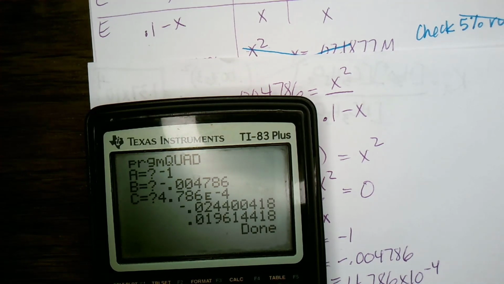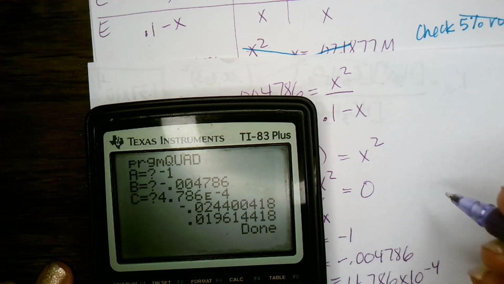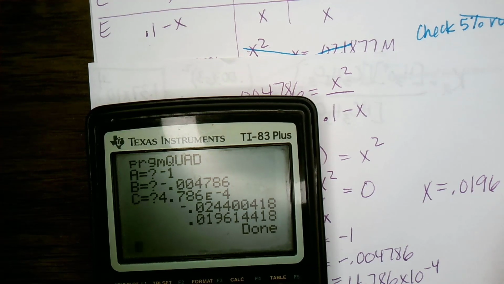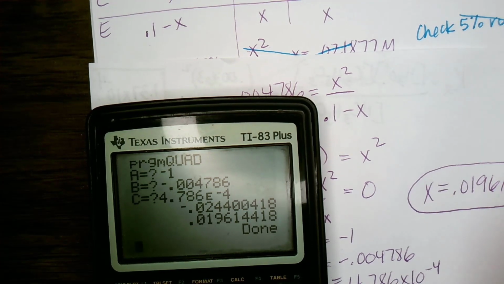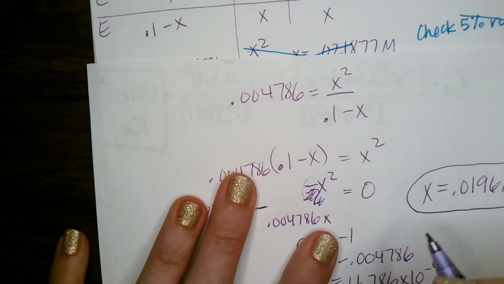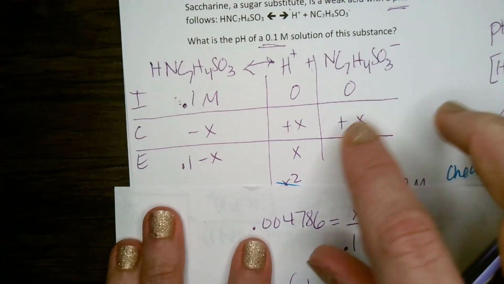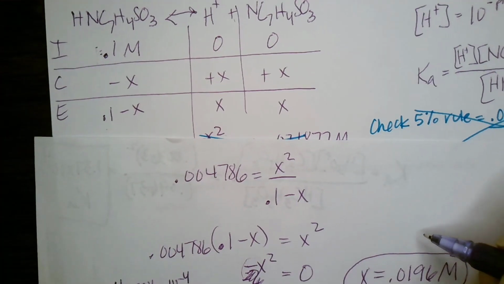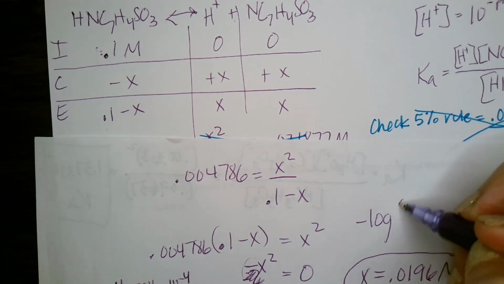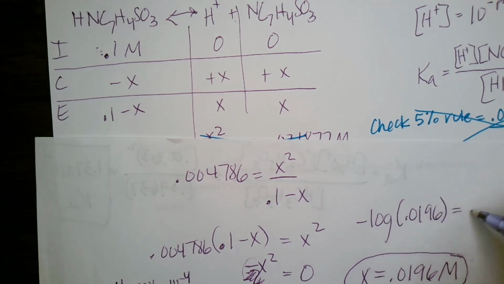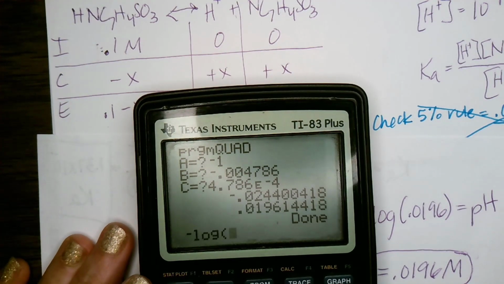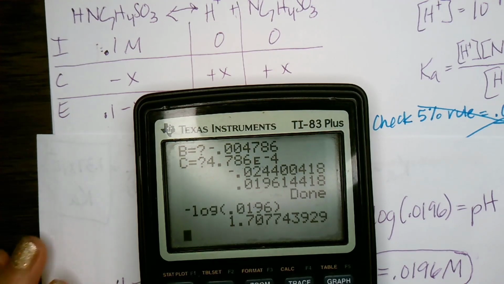I get two values, and again, one value can't be negative. So I'm going to use my x is equal to 0.0196 molarity. And again, my x is equal to my H plus concentration. So to find my pH, I'm going to do the negative log of my H plus concentration. Negative log of 0.0196 to give me my pH. Let's type that in. Negative log of 0.0196. Should get a pH of 1.71.